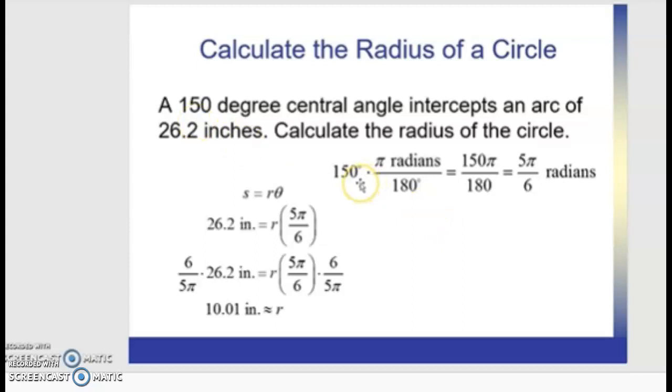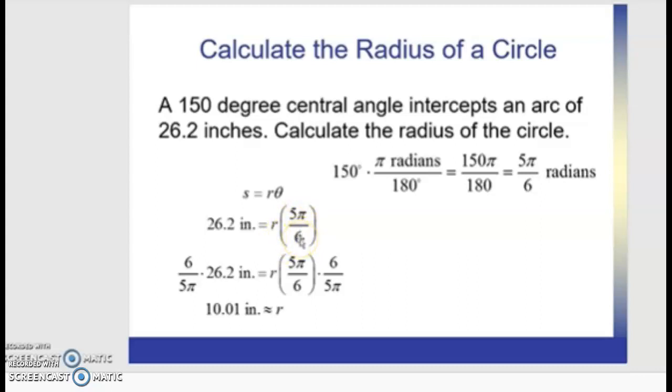So as before, we need to convert that degree amount to radians by multiplying by the fraction pi over 180 degrees, allowing those degrees once again to cross cancel out, leaving us with 150 pi over 180, which reduces to 5 pi over 6. So now I'm plugging in that angle measurement in radians, 5 pi over 6. The only thing left is just to solve for r. We know we isolate our variable by doing the opposite operation. r is being multiplied by 5 pi over 6. Opposite of multiplying is dividing.